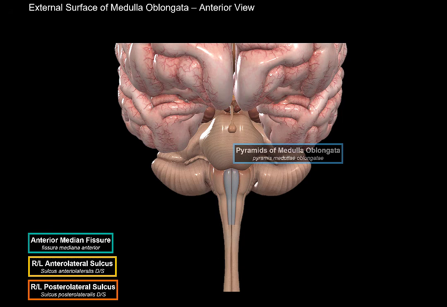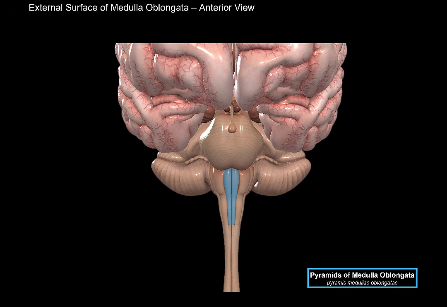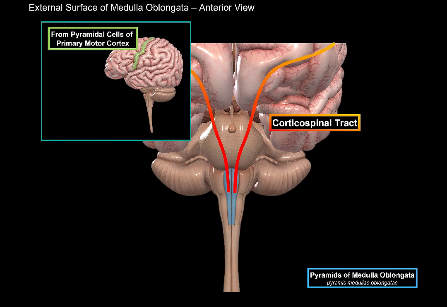And the first bumps are called the pyramids of the medulla oblongata. And they're located medially between the anterior median fissure and the right and the left anterolateral sulci. The pyramids contain the corticospinal tract, which comes from the pyramidal cells of the primary motor cortex, which remember is responsible for voluntary movements of our skeletal muscles.